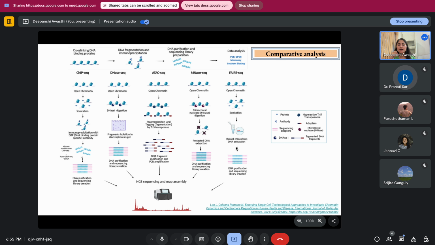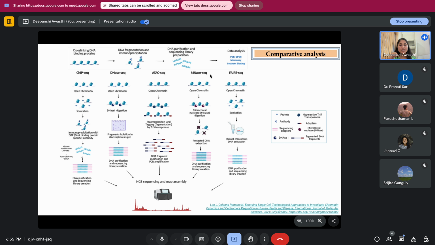So that is facilitated by these transposases. In this case, the transposases will come, they will identify the freely available DNA sequences and they can cut them. So this is the main difference between DNase Seq and ATAC-Seq, and the rest of the procedure will be the same. You will attach the adapters, PCR will be done, and at last sequencing will be done.